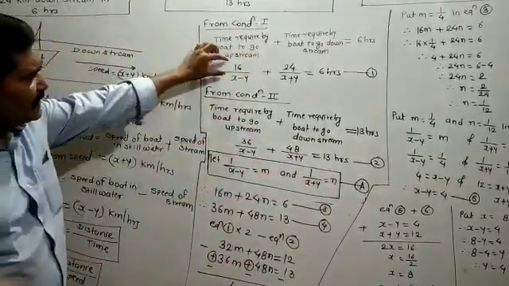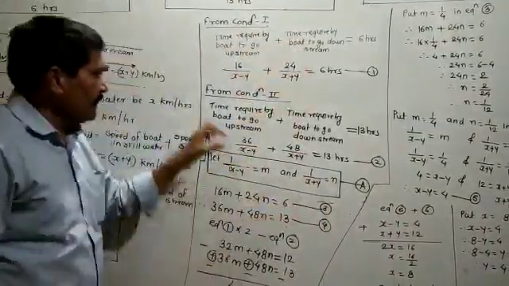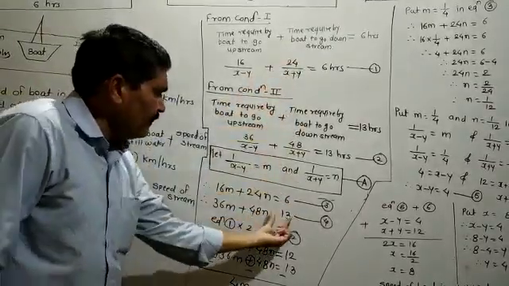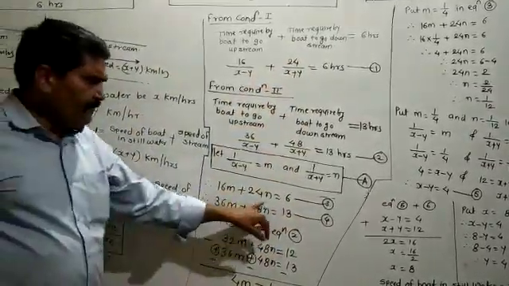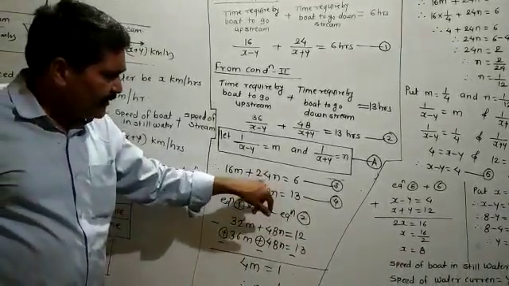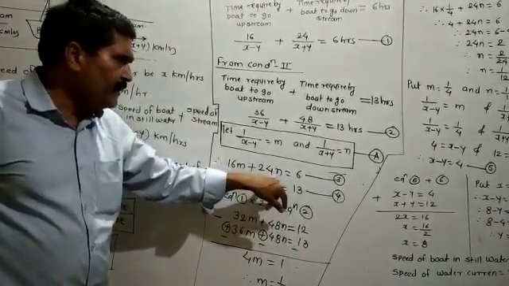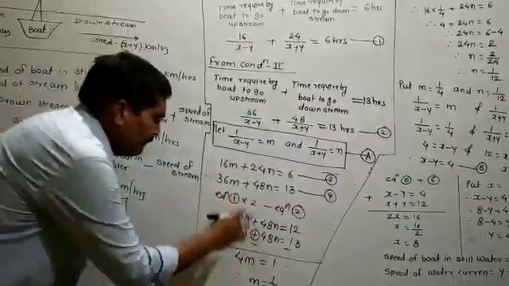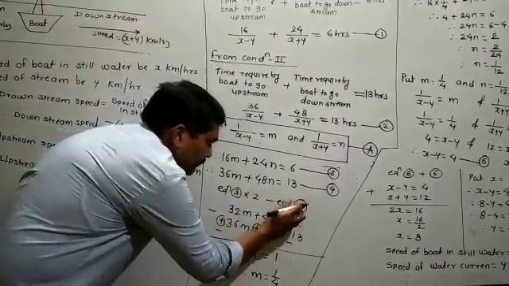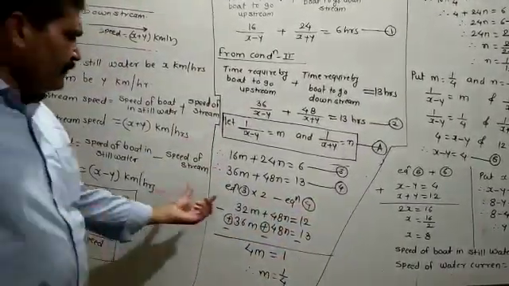That time the new equations are 16m plus 24n is equal to 6, and 36m plus 48n is equal to 13. Then you have to equate one of the terms. That's why I will equate this 48n with this 24n, meaning 24n you have to convert into 48n. At that time multiply equation 3 by 2, then subtract equation 4. Then if you do that, you have to see what will come.